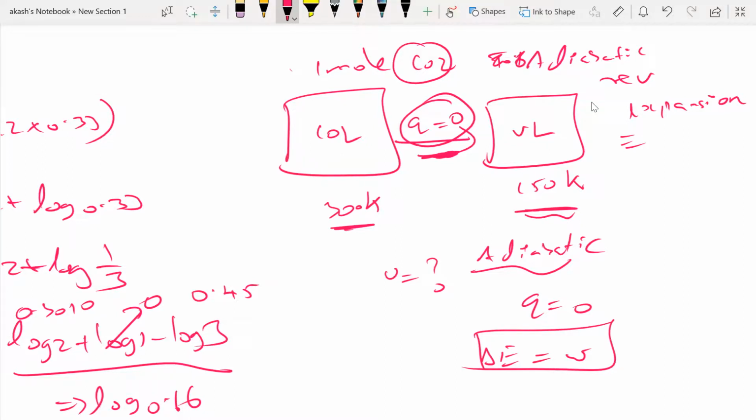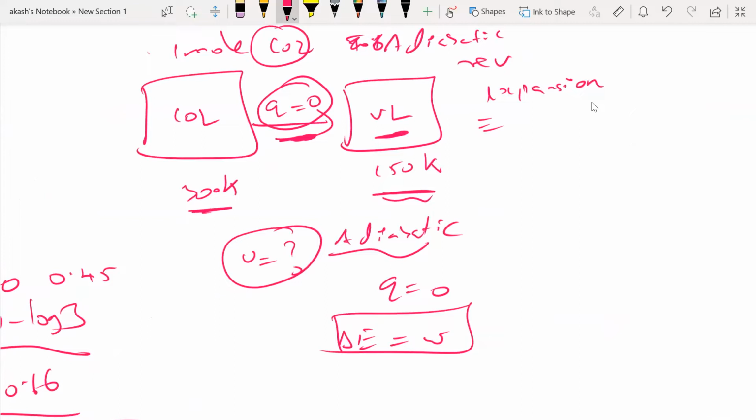Okay, right? So now they are asking you to find the volume. What is the final volume they want you to find? So how will you do this question, people? Adiabatic reversible expansion, we know the equations, right? Temperature and volume are both changing. So we have T1 V1 power gamma minus 1 is equal to T2 V2 power gamma minus 1. Okay, so we can substitute here.